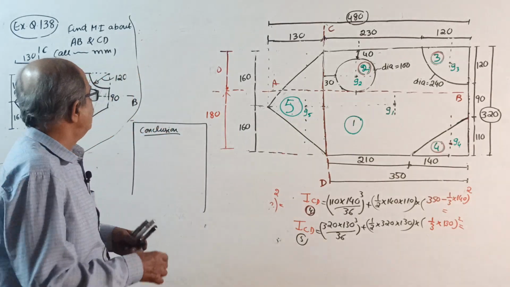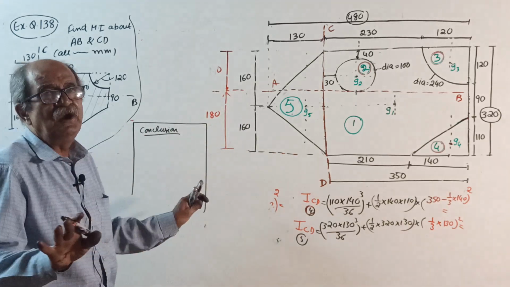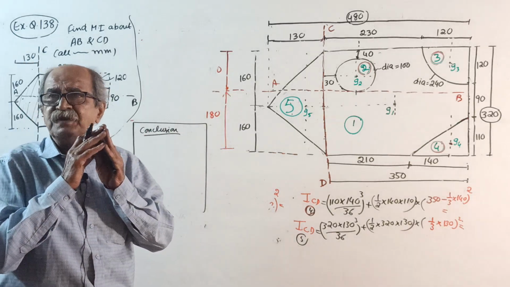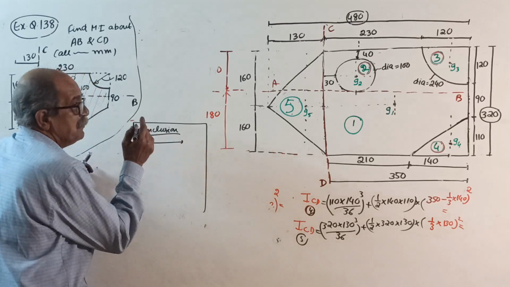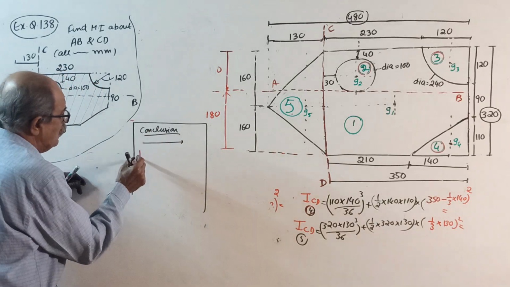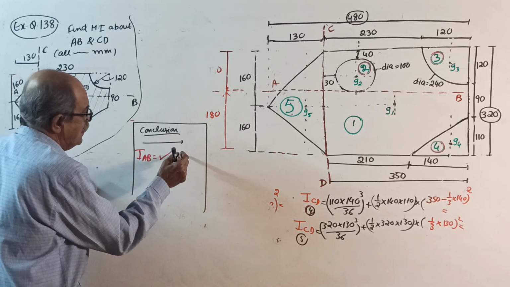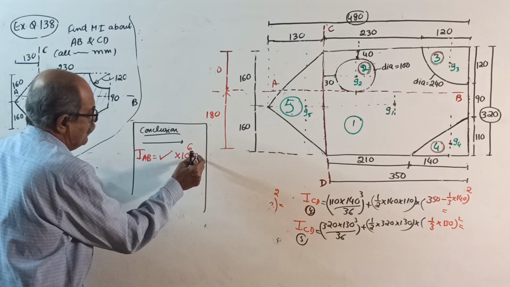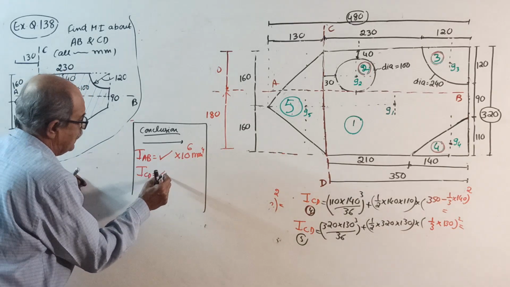But this time, we directly applied the parallel axis theorem: no centroid location, no marking of centroidal axis. We finally got I about AB equal to single right into 10 to the power 6 millimeter power 4 and I about CD equal to double right.